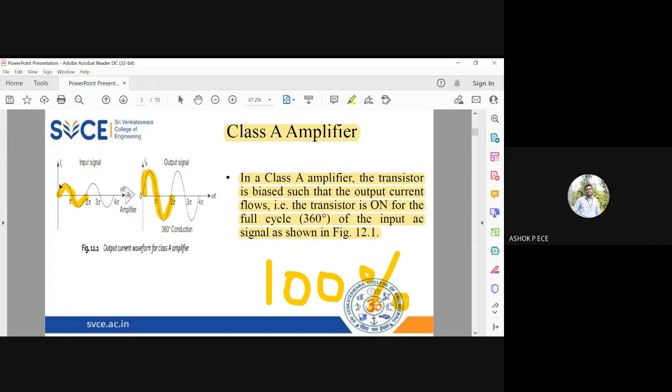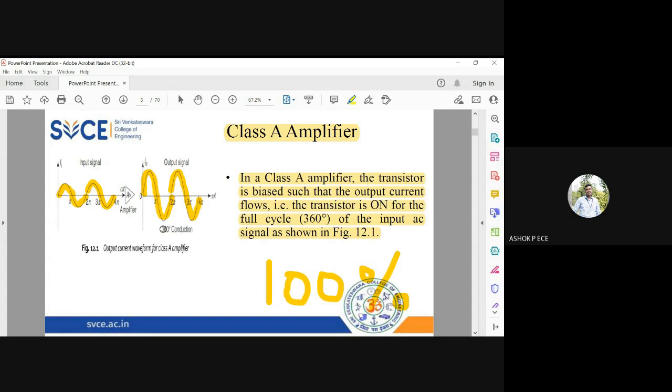See, one full sine wave is from 0 to 2 pi. 2 pi is 360 degrees. One more sine wave you consider, that is also amplified for the full 360 degrees. So Class A amplifier is a perfect example of a power amplifier which is going to amplify your entire input signal fully because the transistor is on for the entire duration.